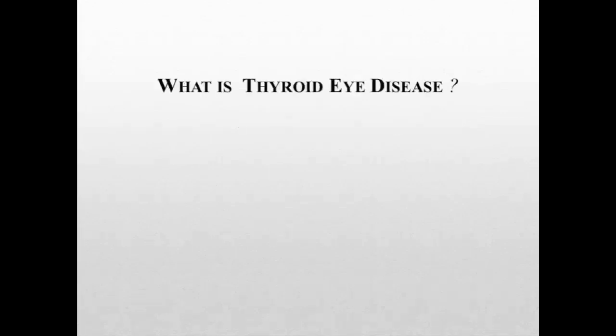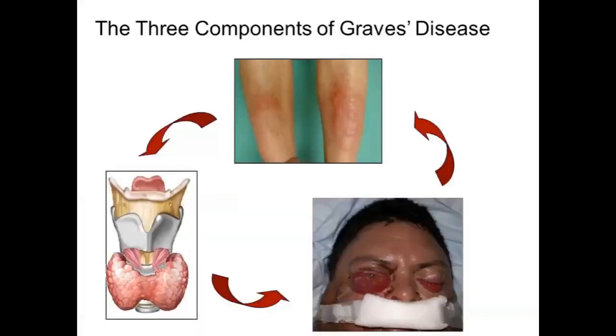Thyroid eye disease is a continuation of this autoimmune process. So the immune system now, instead of just attacking the thyroid, begins to attack the tissues around the eyes. And those tissues are either the fat or the muscles that move the eyes. And they either cause swelling of the fat or swelling of the muscles, or both.